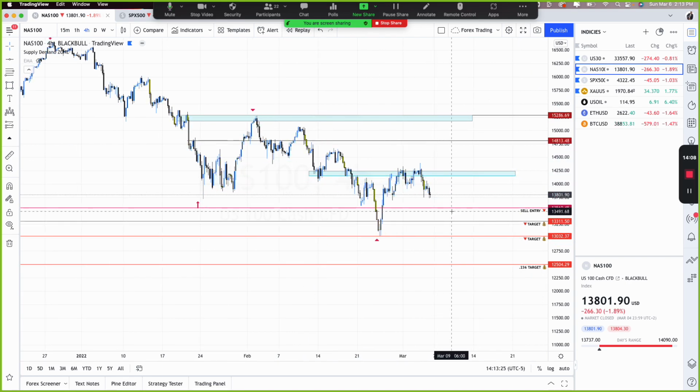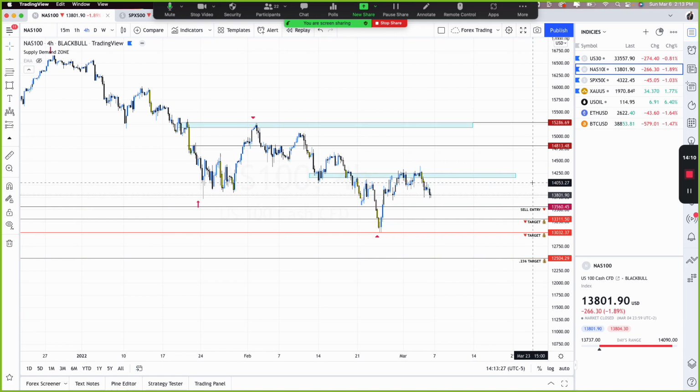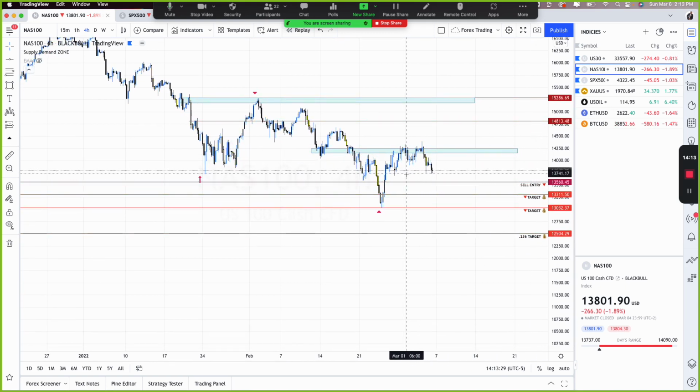There's my pullback. So now my entry will be, actually my entry is up here, but safe entry is right here. I'm taking targets back to where it was and then 23 to 25% beyond where it was, just like the market always does. Make sense so far?